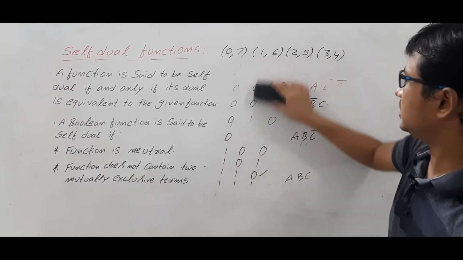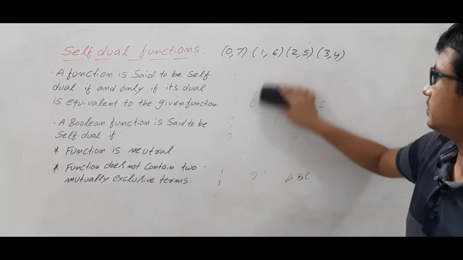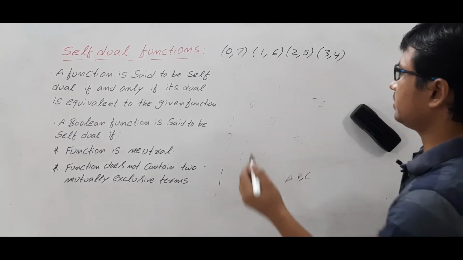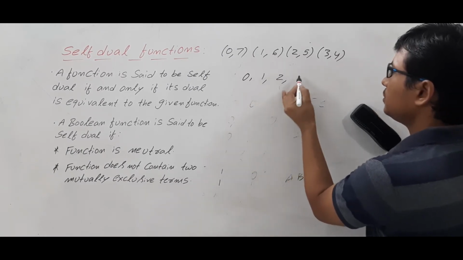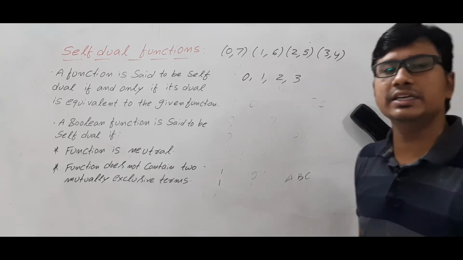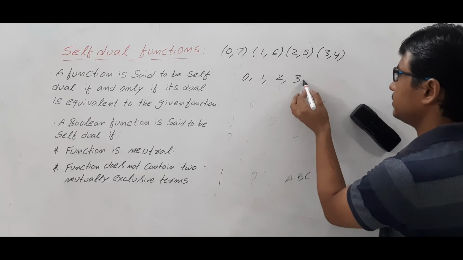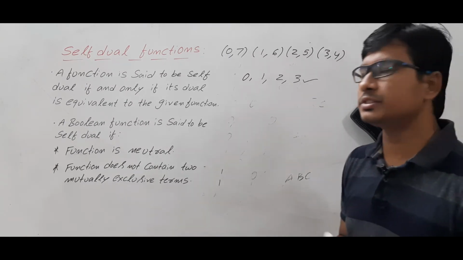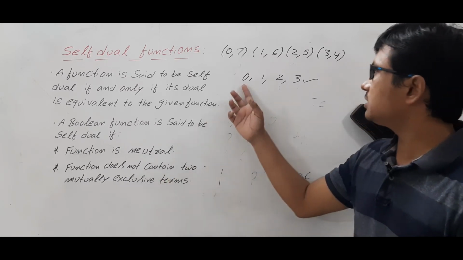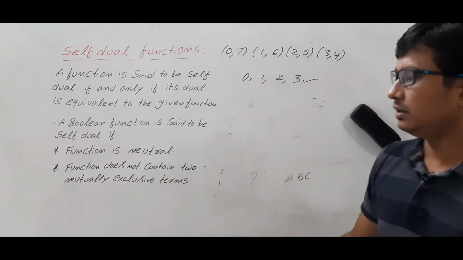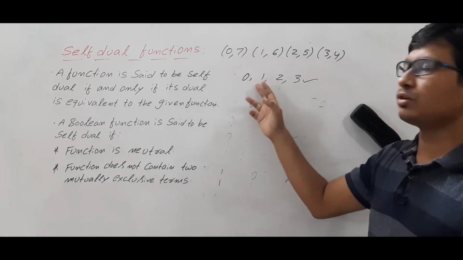So what I can say is, let me tell you, if the min terms consist of 0, 1, 2, 3, now can I say it is a self-dual function or not? Yes, I can say it because the number of min terms is equal to the number of max terms. Am I right? Then it does not consist of any mutual exclusive terms, because when 0 is there, 7 is not there.